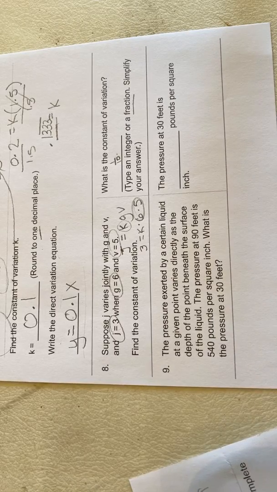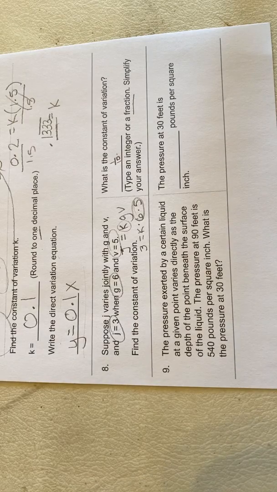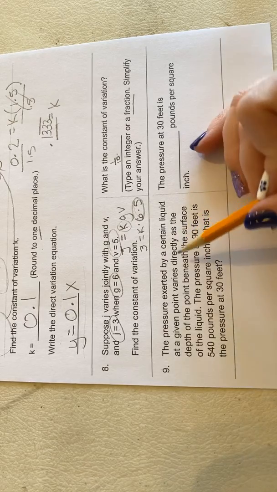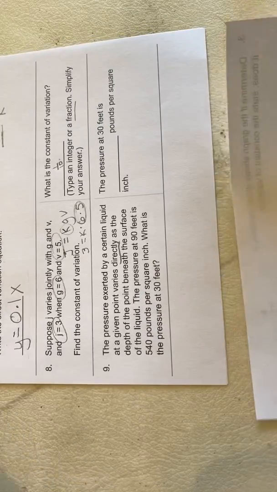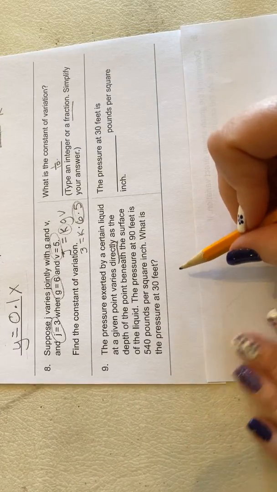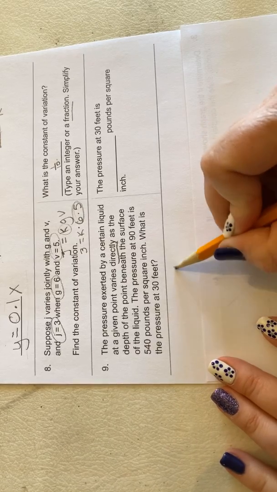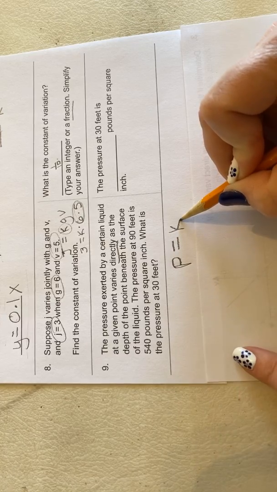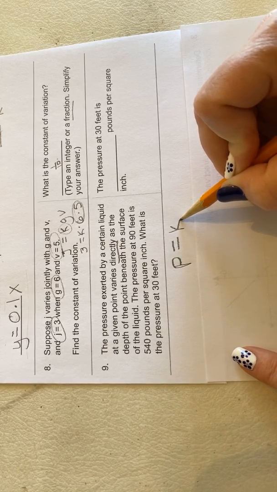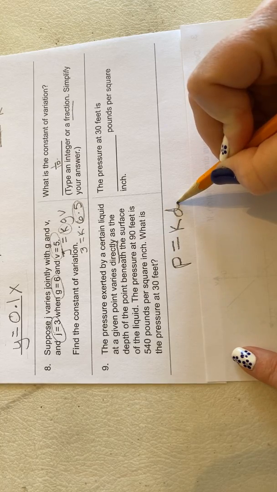Okay, number 9, and I think oh, it only goes to 9. Number 9 says the pressure exerted by a certain liquid at a given point varies directly, that tells you which equation to use, as the depth of the point beneath the surface of the liquid. So blah, blah, blah, we just need to come up with letters, okay? So we can write this as the pressure exerted by a certain liquid at a given point, I'm just going to use P for pressure, varies directly, so put your constant in there, as the depth of the point beneath the surface of the liquid, so I'll use D for depth.